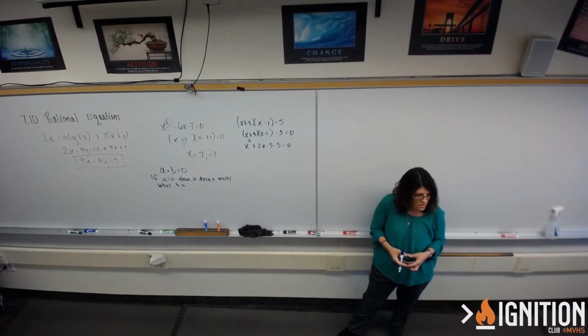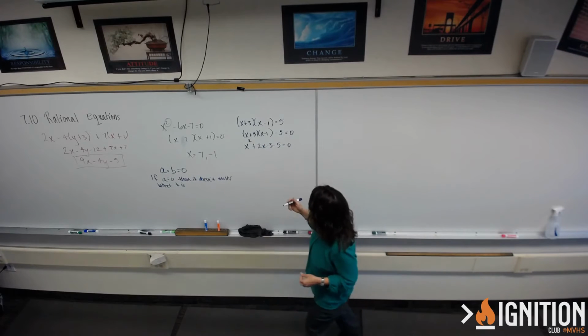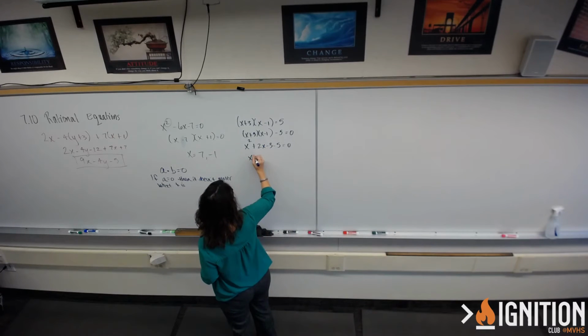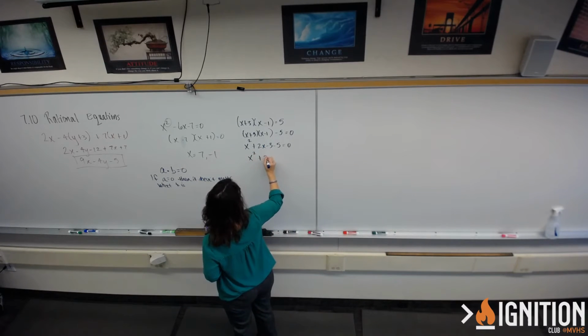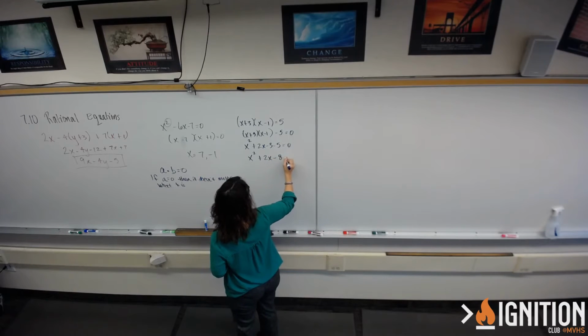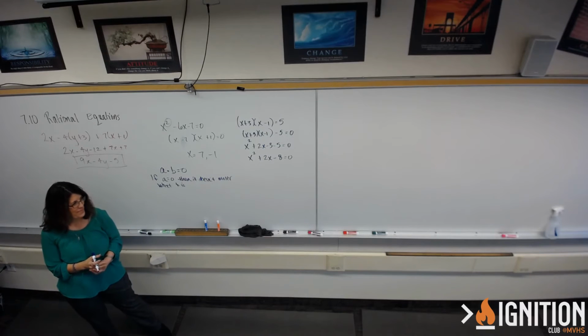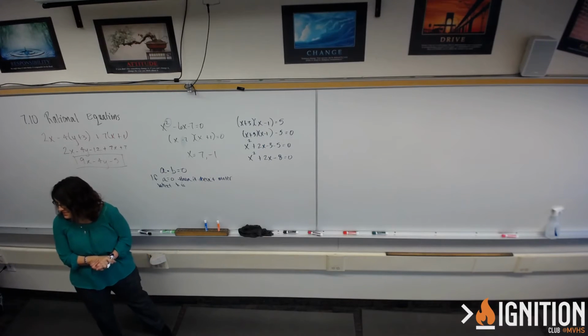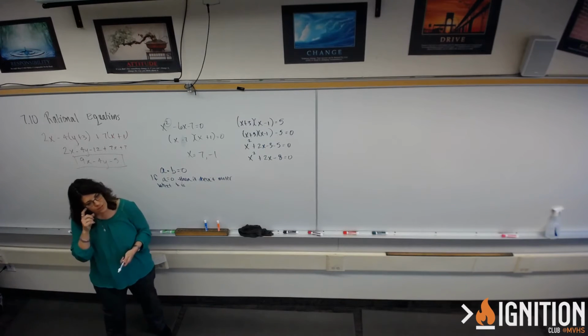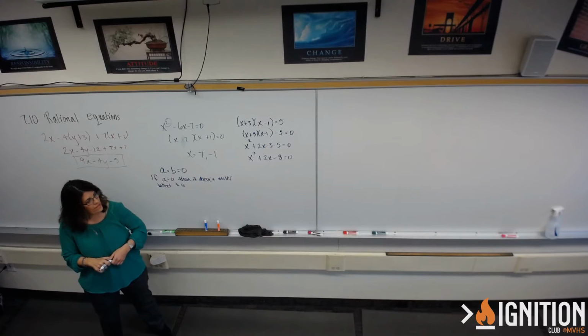Combine like terms. And now factor it. Tell me it's factorable. Yeah, it is. Now you can use the 0 product property.